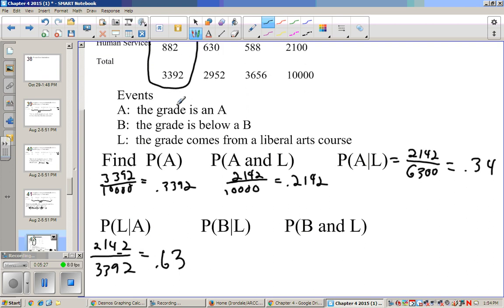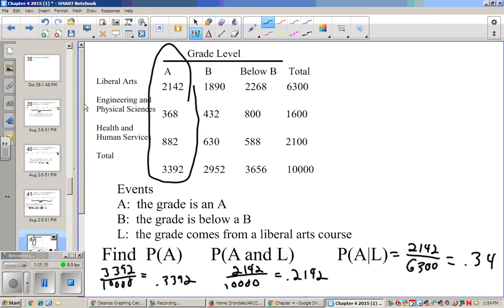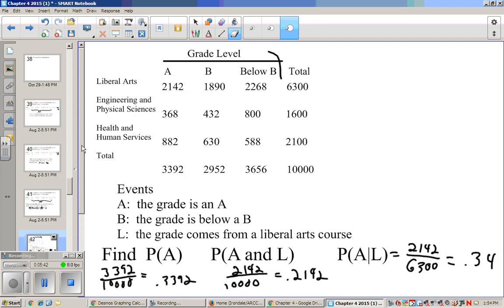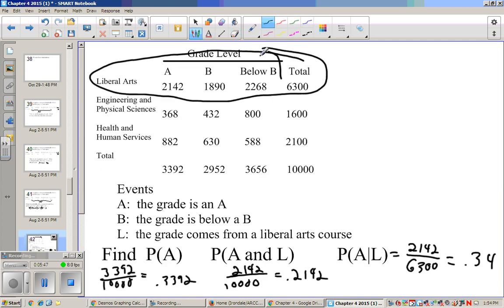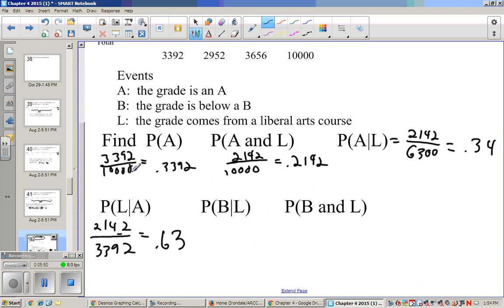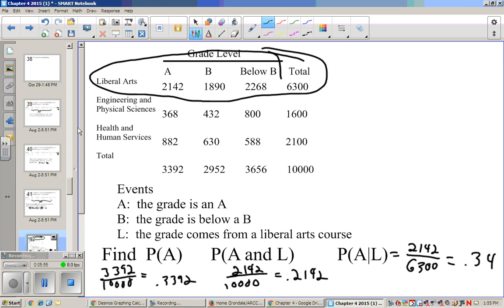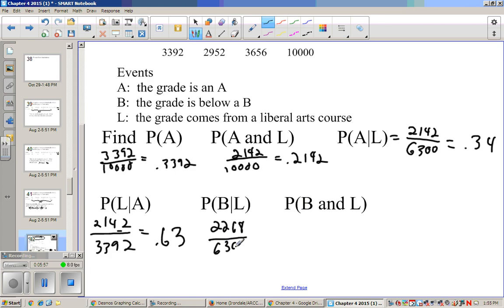Well, what's the probability that the grade is below a B, assuming they come from a liberal arts course? So below a B is here. And assuming that they came from a liberal arts course is this sample space. So below a B would be 2,268 out of our total for liberal arts, which is 6,300. 2,268 out of 6,300, that's 0.36.